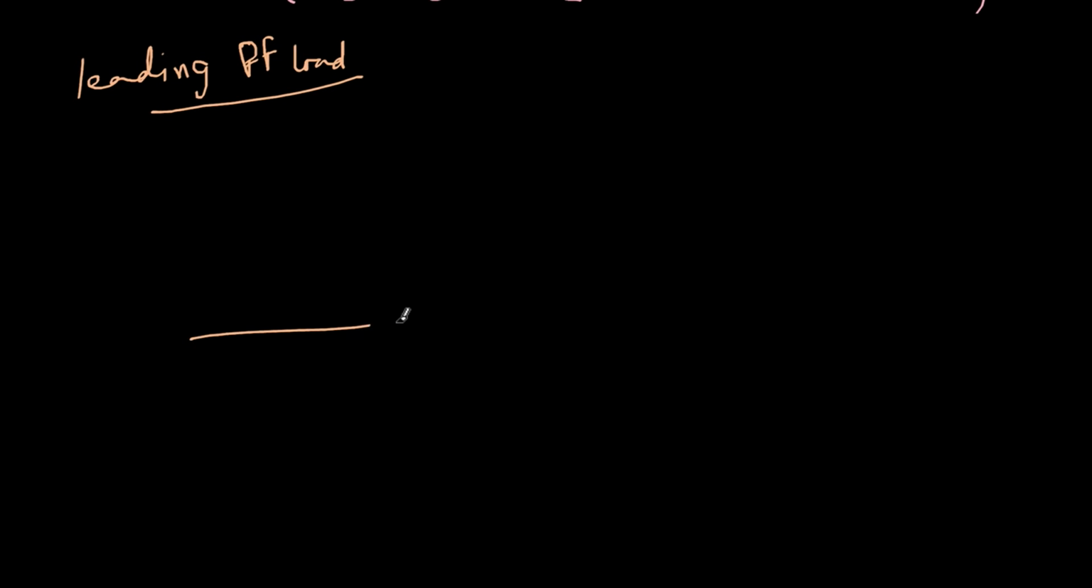So this is V2 and this is I2. And this is leading by cos of phi 2, leading by phi 2 angle. So now what happens? I'm sorry, I think I should draw a bigger line for V2. So let me extend up to here. So this is V2.